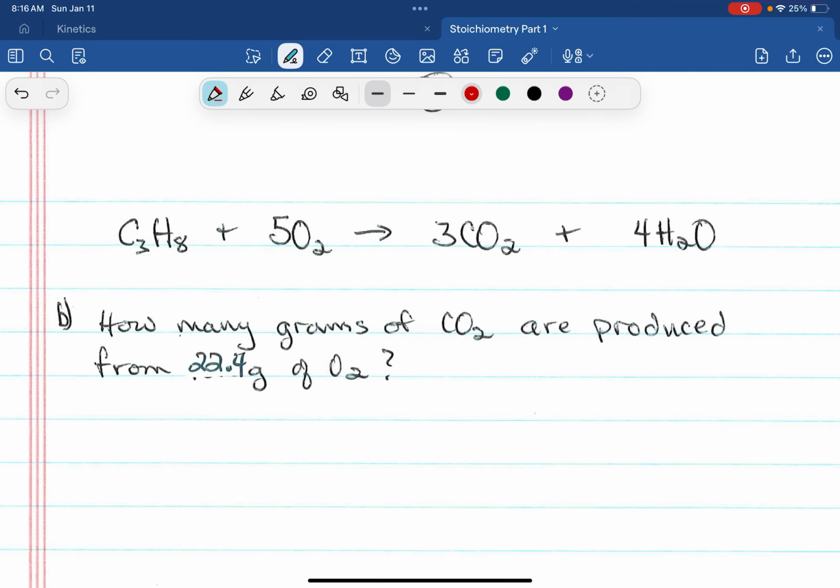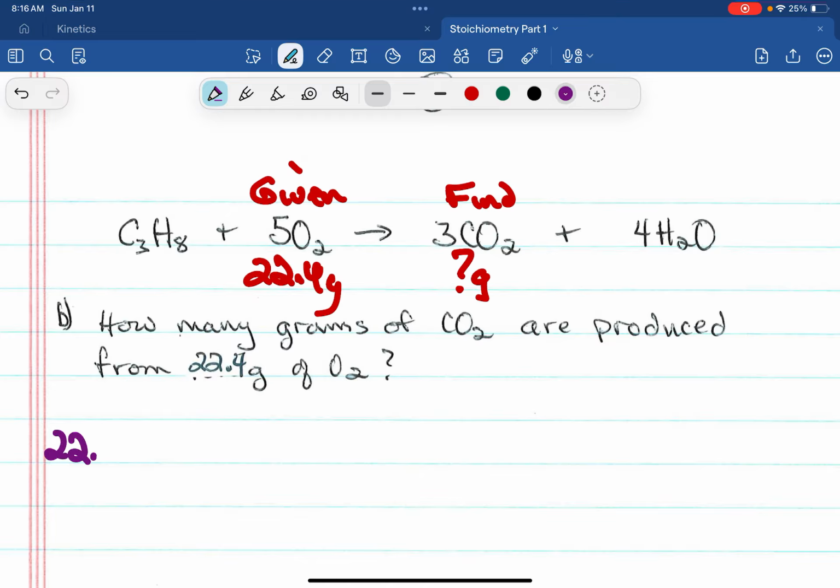All right, part B. Oh, by the way, we were done with A. How many grams of CO2, that's what I'm finding, are produced from 22.4 grams of O2? Easy enough. We're going to start with our 22.4 grams of O2. We don't have moles. We have to convert to, right? We've got the balanced equation. We don't have moles yet. So we're going to have to convert to moles.